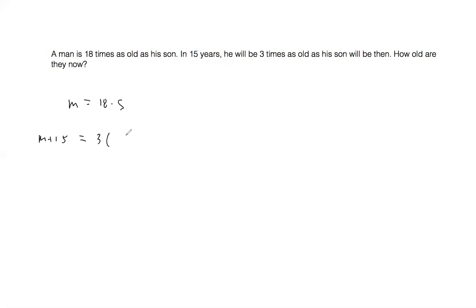3 times S plus 15. Now we're just going to simplify and solve. Let's simplify the second equation because our top equation is already pretty simple. So the second equation is going to become M plus 15 equals 3S plus 45. Apologize that my S's look so similar to my 5s. Okay, now I'm going to subtract 15 on both sides, so I get M equals 3S plus 30.